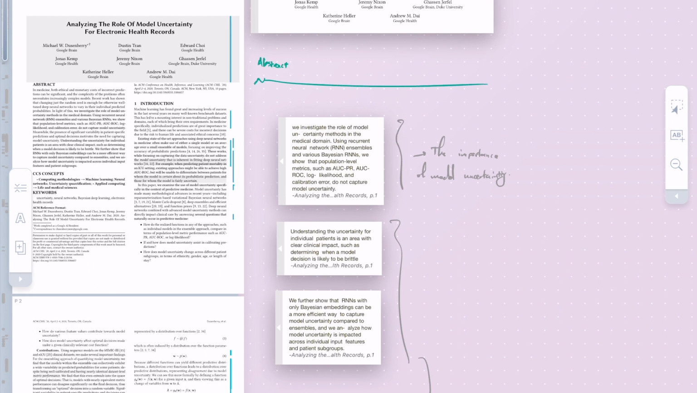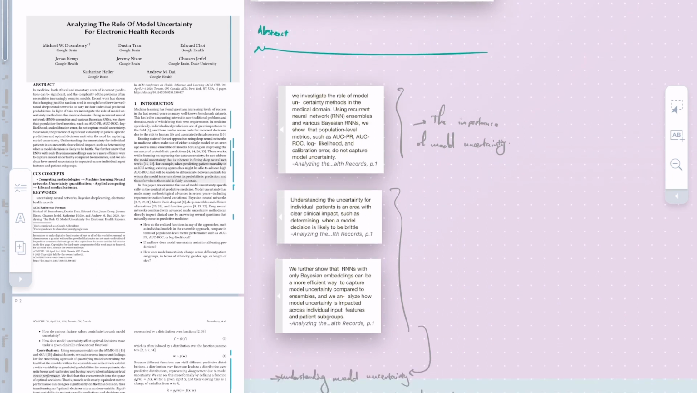They investigate the role of model uncertainty methods in the medical domain. They use the ensemble of RNNs and various Bayesian RNNs, and then they show that population level metrics, dataset level metrics, such as area under precision recall curve, ROC AUC, log likelihood, etc., do not capture model uncertainty. Understanding uncertainty for individual patients or patient cohorts is an area with clear clinical impact, such as determining when a model decision is likely to be brittle.